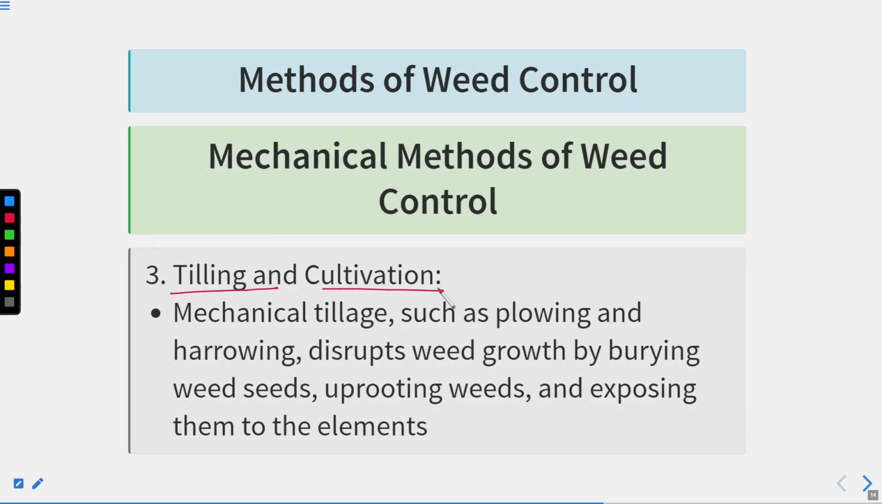Tilling and cultivation. Mechanical tillage such as plowing and harrowing disrupts weed growth by burying weed seeds, uprooting weeds and exposing them to the elements. So mechanical tillage is there. We can do this to get rid of weeds. This is also one of the mechanical methods, and it is generally done.